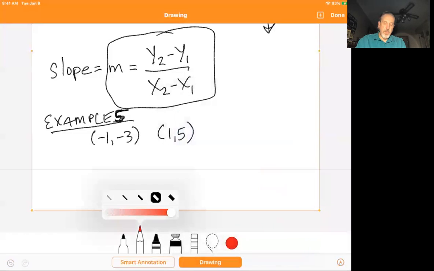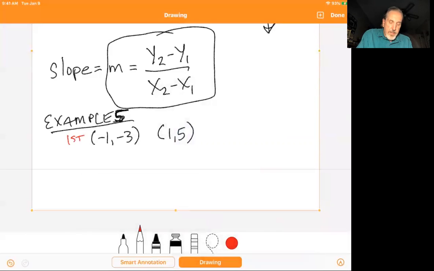So I'm going to use red to denote what we're doing here. Now, this is our first point and this is our second point. The only reason I'm calling them first and second is because that's the order in which I wrote them. I could have called the point on the right my first point, and the point on the left my second point, and it doesn't matter. It will still work out, okay?